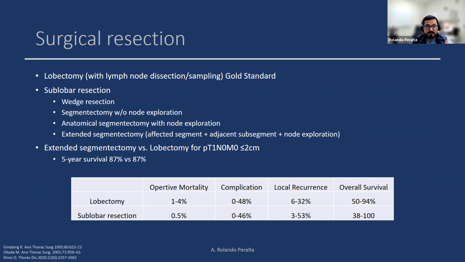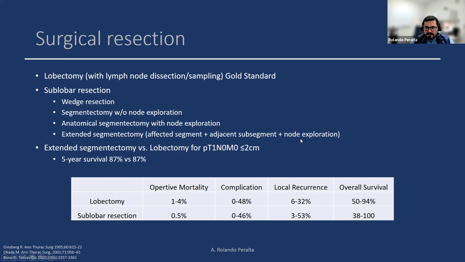It can be a wedge resection. They don't take a look at the nodes. It could be an anatomical segment without exploration. It could be an anatomical segment with lymph node exploration, or it can be an extended segmentectomy, which is the segment that's affected, the adjacent segment, and then they explore the lymph nodes. They've compared extended segmentectomy versus lobectomy for early stage lung cancer, and the 5-year survival is very similar. And it's not surprising because they're taking a look at all the lymph nodes, right? And that's the key, all right?